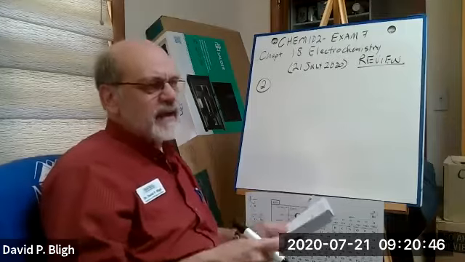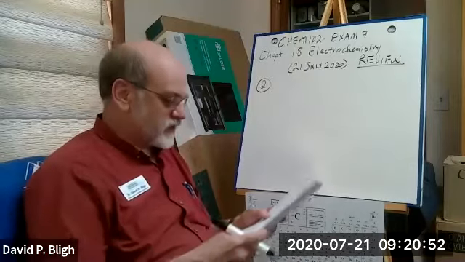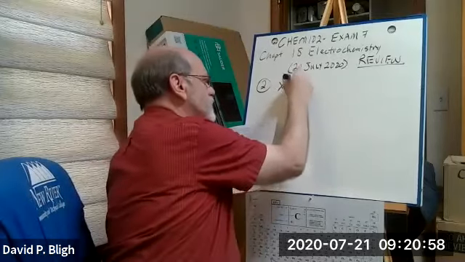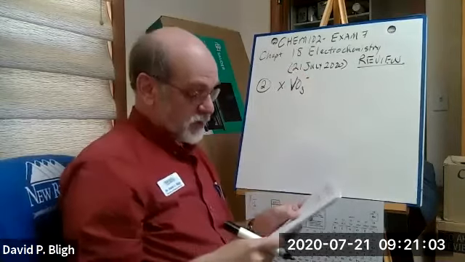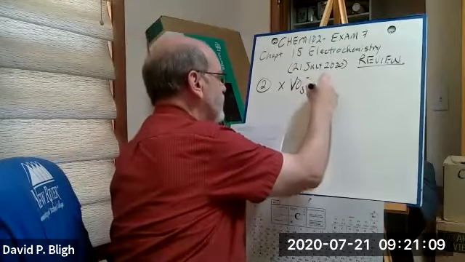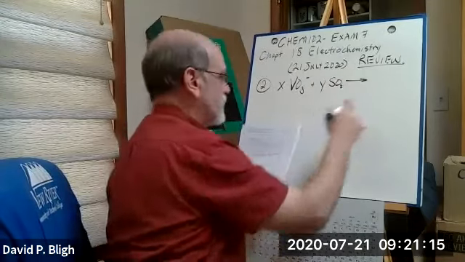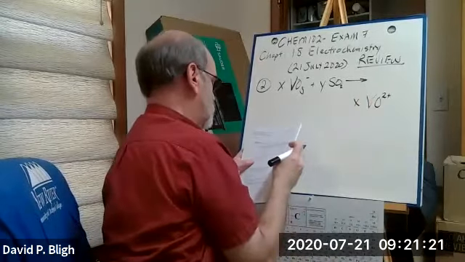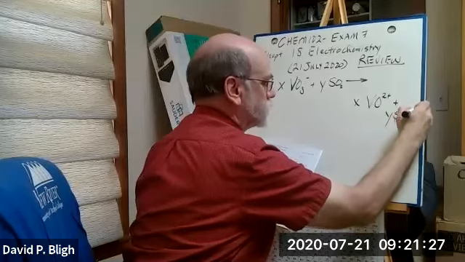The temptation is to balance the entire equation by the half reaction method. But to answer the question, let's write this up here first. We've got a coefficient of X for the vanadate, which tells me that ammonium is a spectator. And Y times sulfur dioxide yields another X times VO2 plus and Y times SO4 minus.